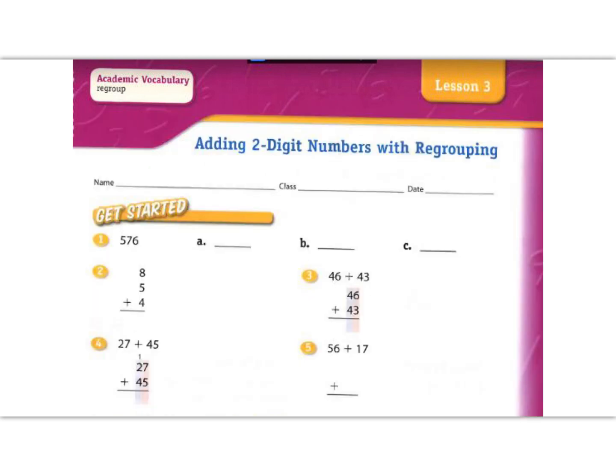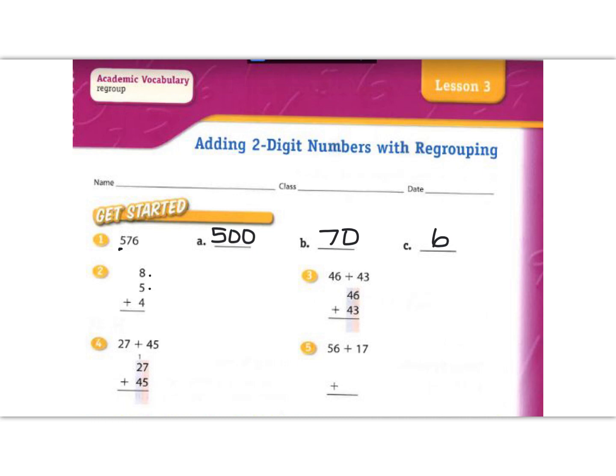So here are some examples. First, as a reminder on number 1, we just want to write out the hundreds, tens, and ones. So if we look here, there would be 500 for the hundreds, and then the value of the tens is 70, and the value of the ones is 6.